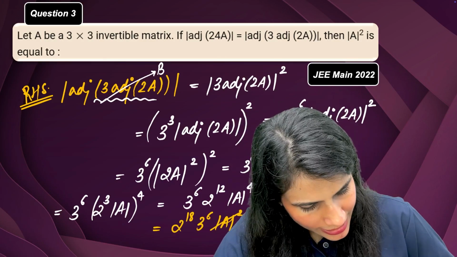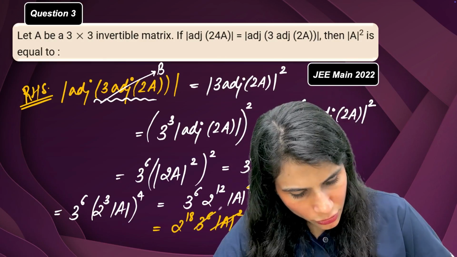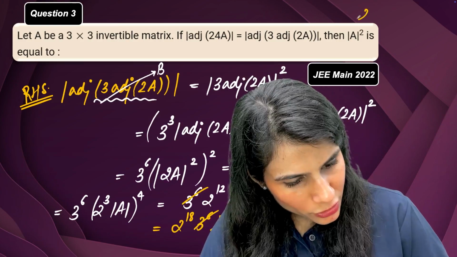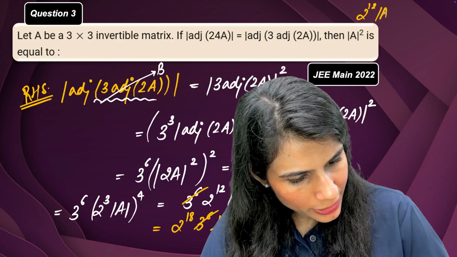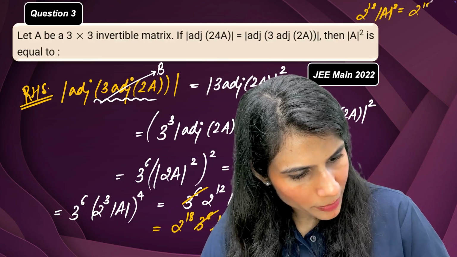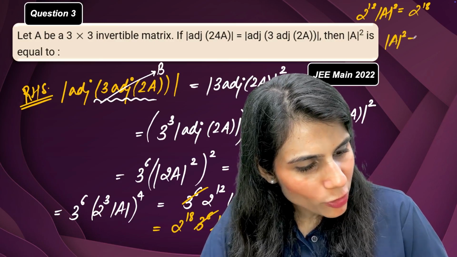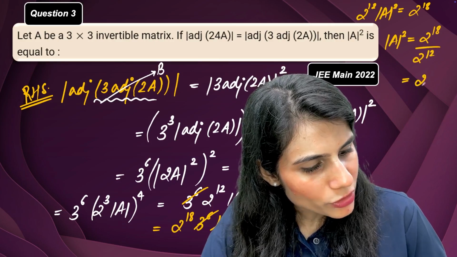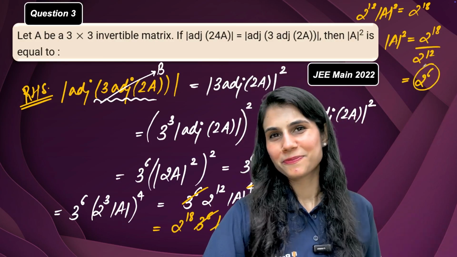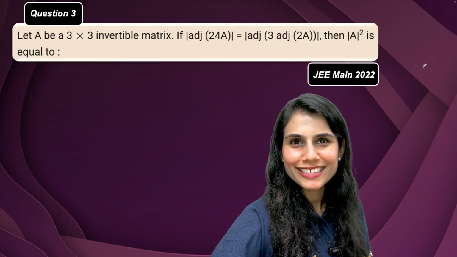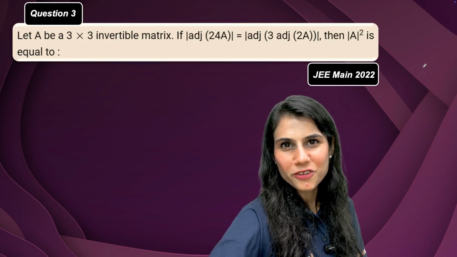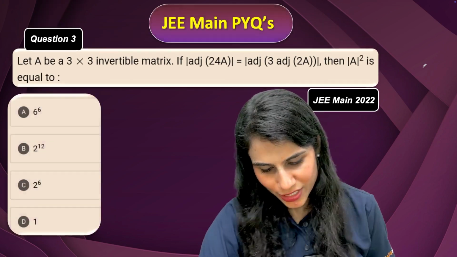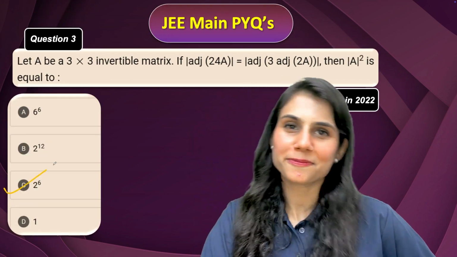Okay. So, this gets cancelled out. You're left with 2 times 3 to the power 6, 3 to the power 6 cancels out. So what you are left with is 2 to the power 12, determinant of A whole square is 2 to the power 18. So determinant of A whole square comes out to be 2 to the power 18 upon 2 to the power 12, which is 2 to the power 6. Bingo, guys. You've got your answer. The answer is nothing but 2 to the power 6, which is written in option C.